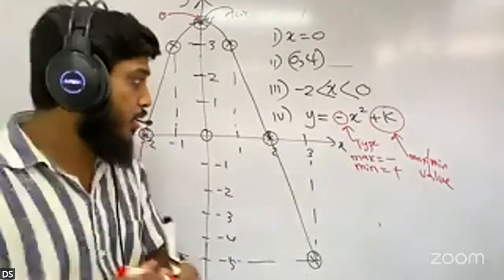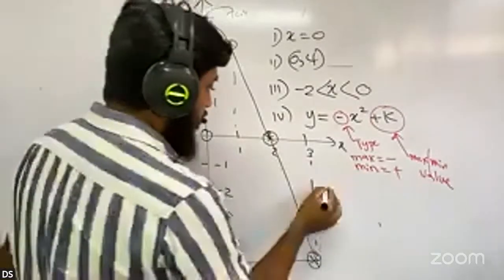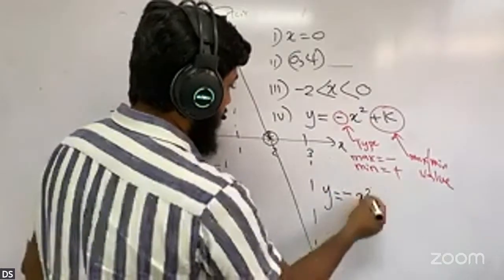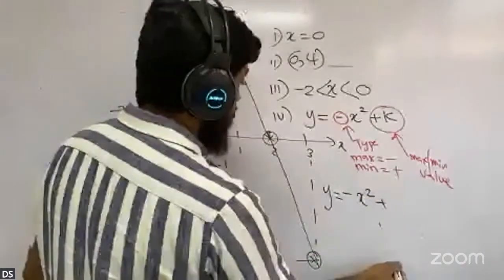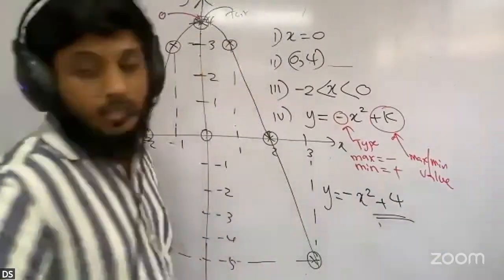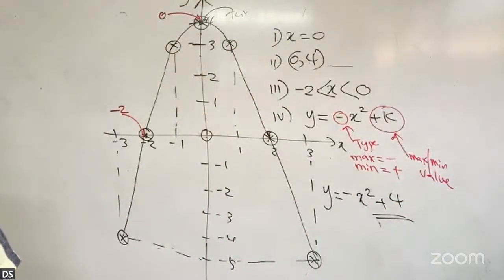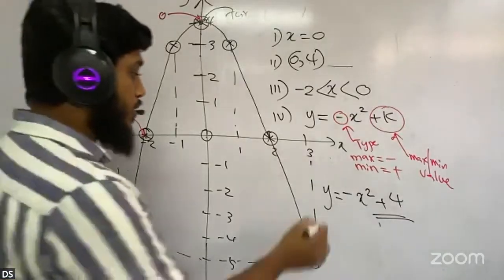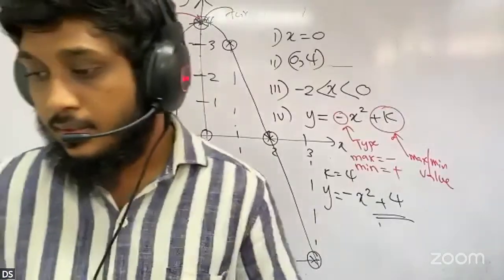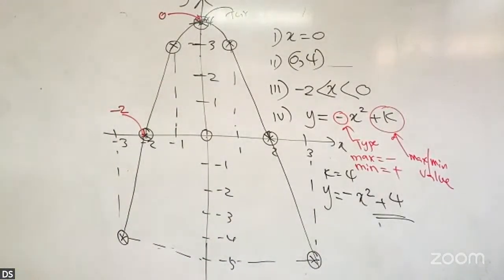Good. Then what will be the equation? Y equals minus x squared plus 4. So what is the value of k? K equals 4, you should write first. K equals 4, then you have to write the equation like this. Okay. Then they have asked, find the roots of the equation.